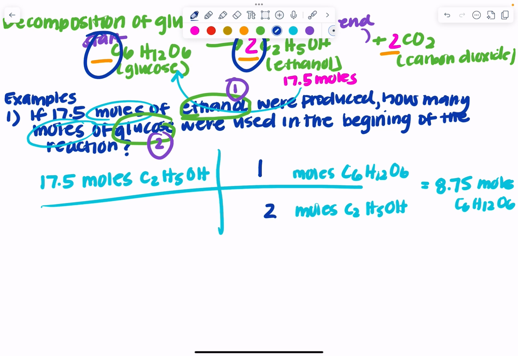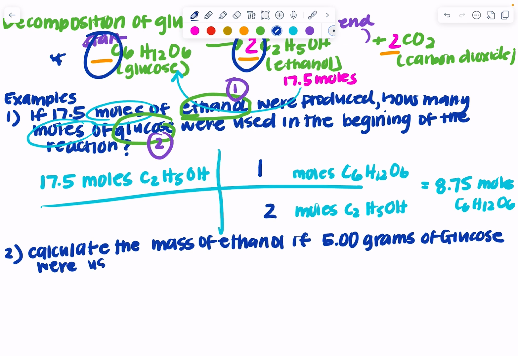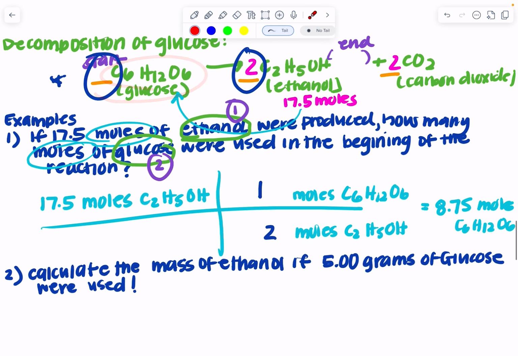Finally, the hardest question of the lesson so far is, let's use the same equation up here. Calculate the mass of ethanol if 5.00 grams of glucose were used. What this question is saying now is we use 5 grams of glucose. How much ethanol did we make in mass or in grams?